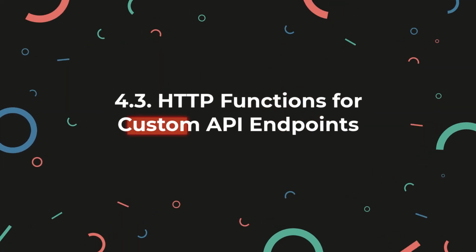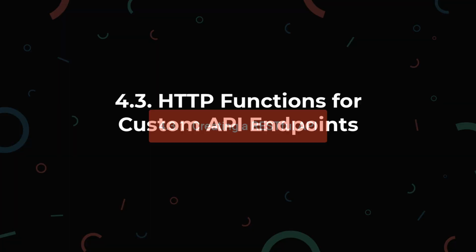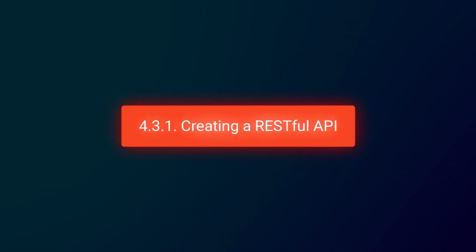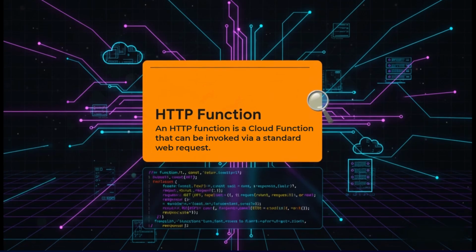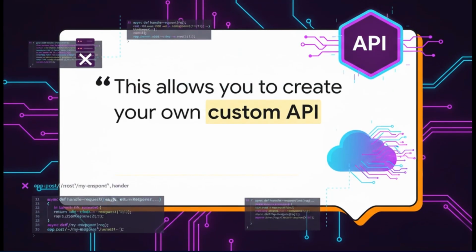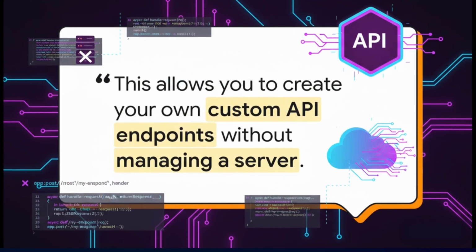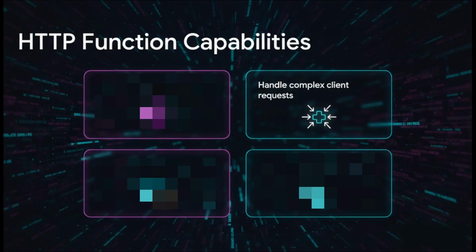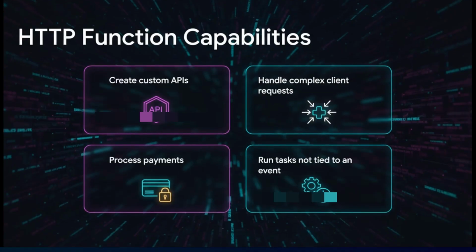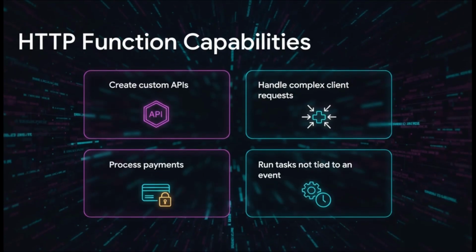HTTP functions for custom API endpoints. Creating a RESTful API. An HTTP function is a cloud function that can be invoked via a standard web request. This allows you to create your own custom API endpoints without managing a server. You can use these endpoints to handle complex client requests like processing payments or perform any other task that is not directly tied to a Firebase event.